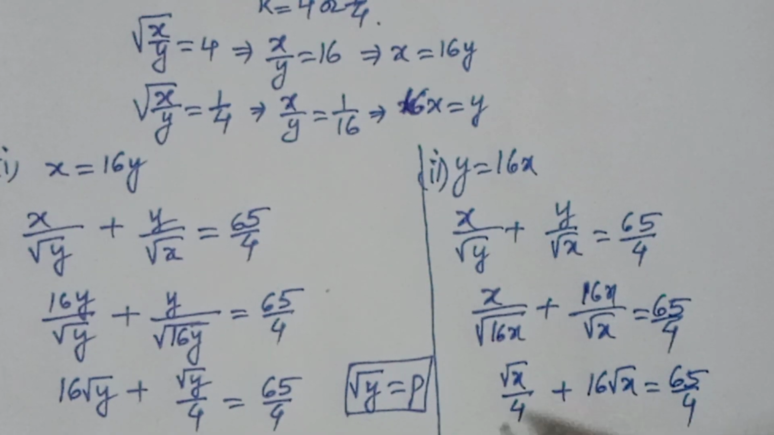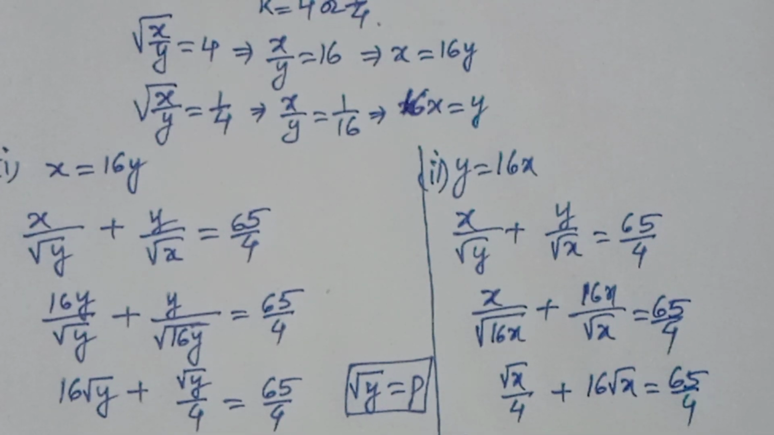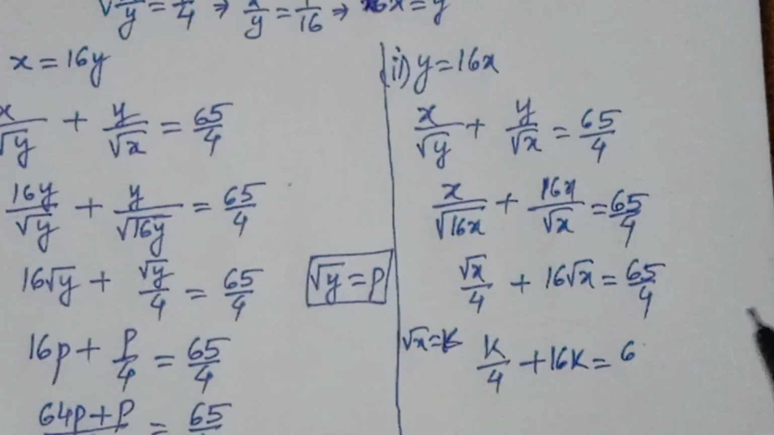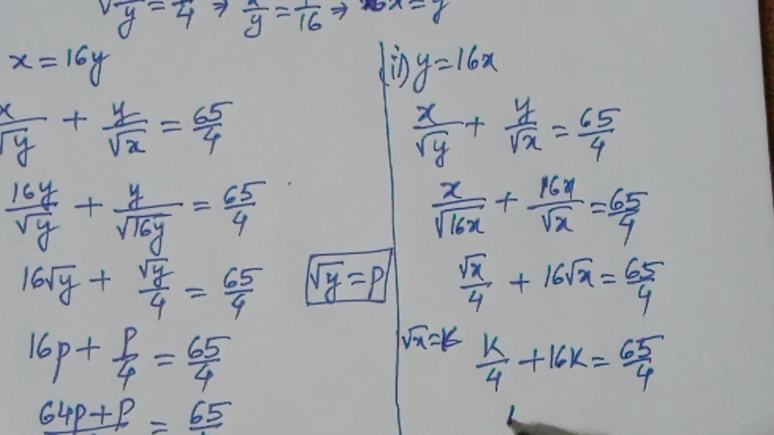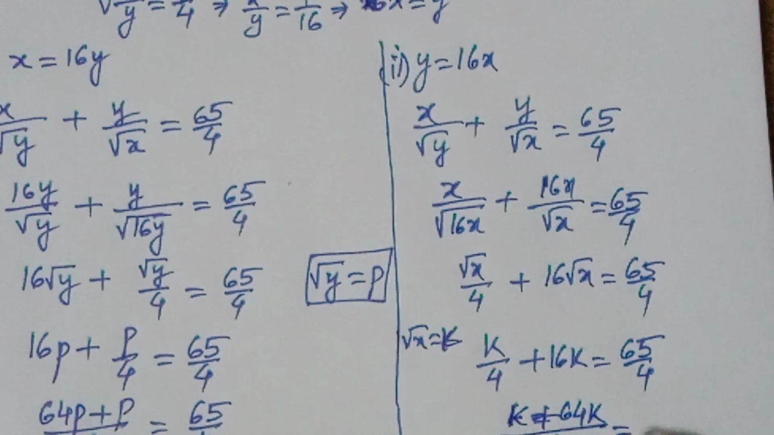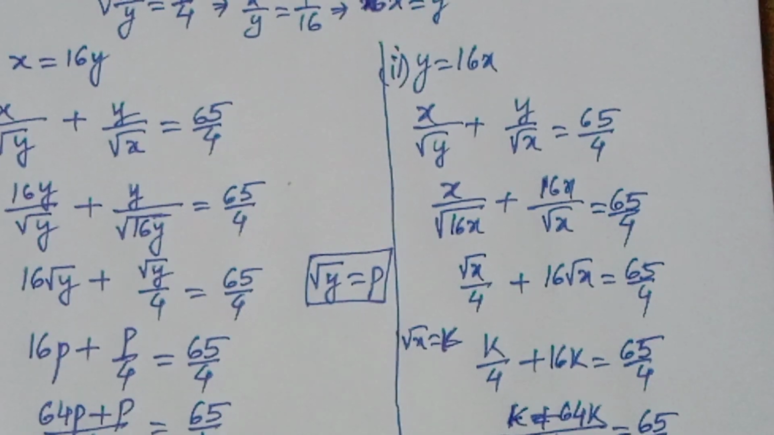In the same way, you can take root x equal to k. So k by 4 plus 16k is equal to 65 by 4. So 16k plus 64k by 4 is equal to 65 by 4. So 65k by 4 is equal to 65 by 4. k is equal to 1.